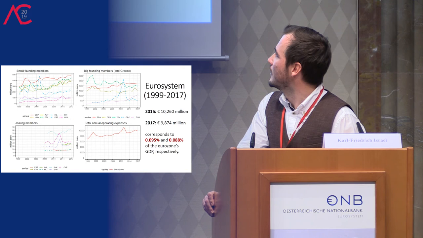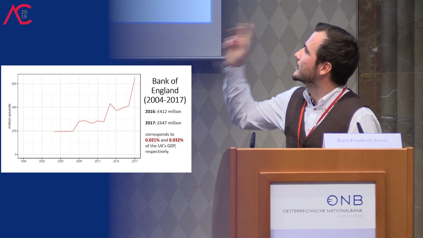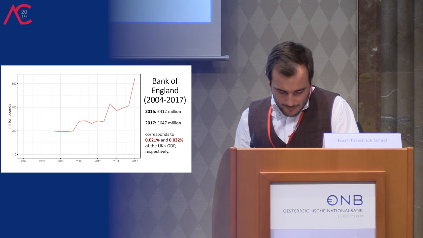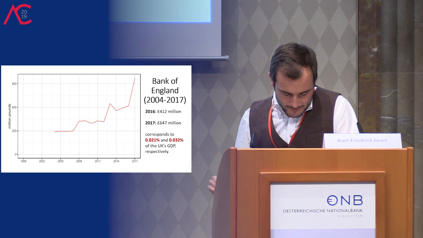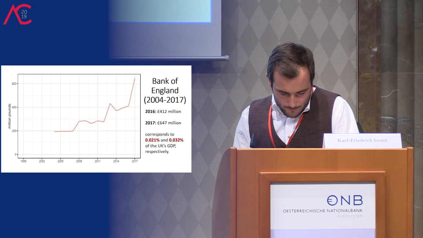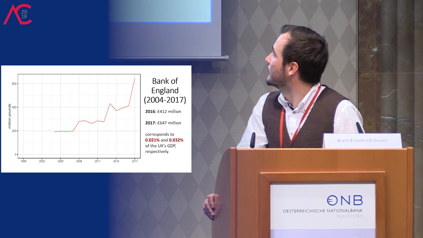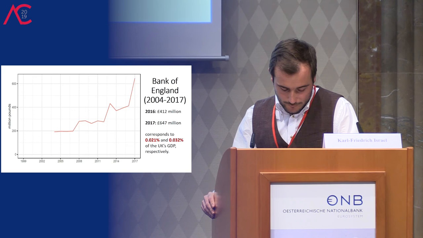If we look at the Bank of England, they are a bit more cost efficient, although the trend is also increasing. In 2016 and 2017, the overall expenses of the Bank of England were £412 million and £647 million respectively, which corresponds to 0.02% of the GDP of the United Kingdom.